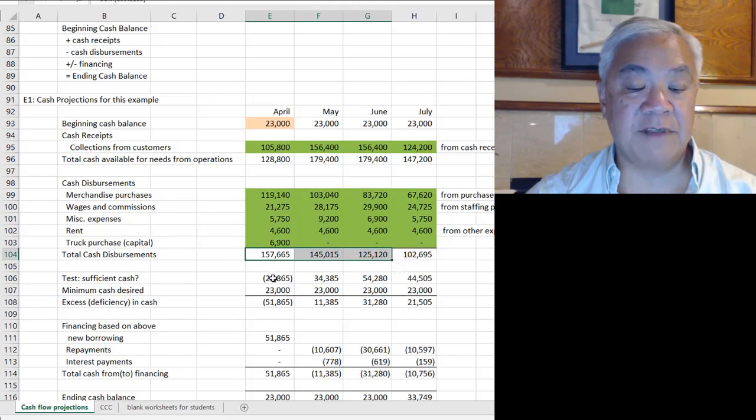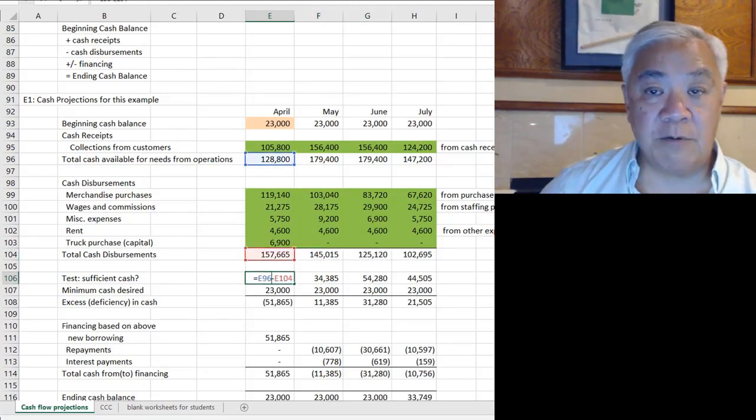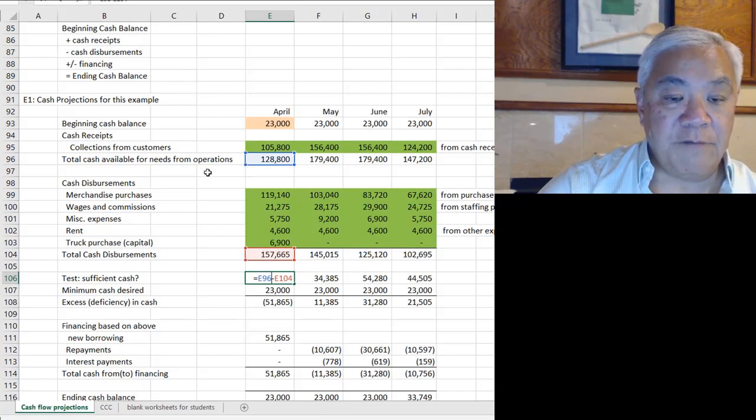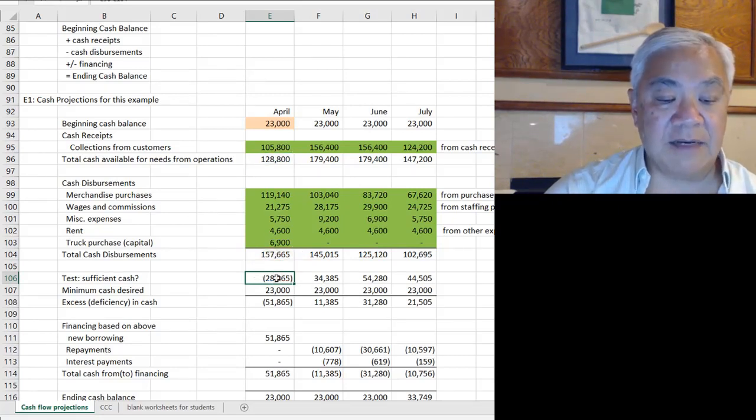And now we have, do we have sufficient cash? Now this is the first part where we have to think a little bit. If we had this much cash and this is what we spent, then we have a negative 28. And that's not good enough because we have to have a minimum of 23.